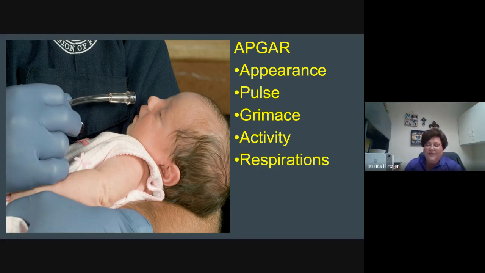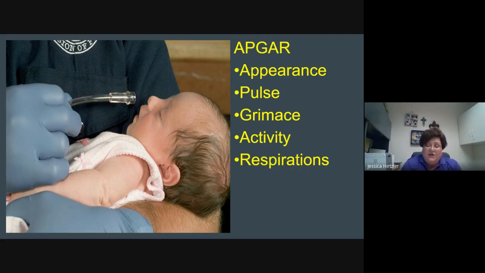Move on to respirations. If they are not breathing, they get 0. If their breathing is slow or irregular and they have a really weak, barely even a cry, they get a 1. But if they're crying loudly and strong, they get a 2. Okay? We want these babies to have 2s in all areas. And we can help them gain those 2s by drying them off and keeping them warm and stimulating them.